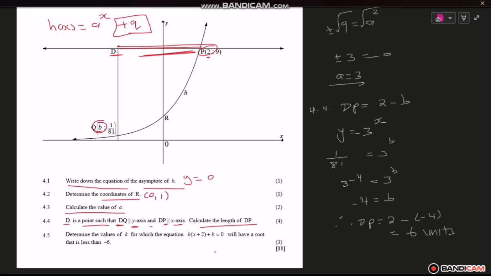I would usually do 4.5, but please try it. Try it. What you're going to do, you're going to say h of x plus 2 equals negative k, then you continue there. Thank you.